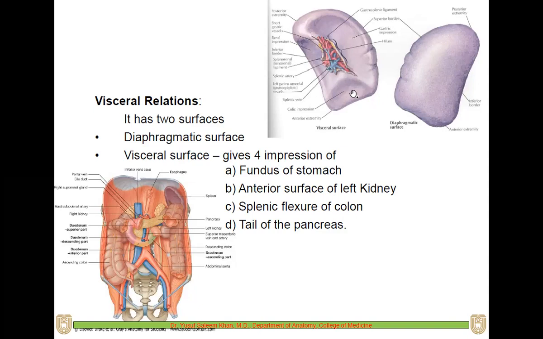Then below we have the splenic flexure of the colon. If you see here, this is the colon, and this is the splenic flexure of the colon. Here is the spleen. So this splenic flexure also gives an impression here. This is called the colic impression.